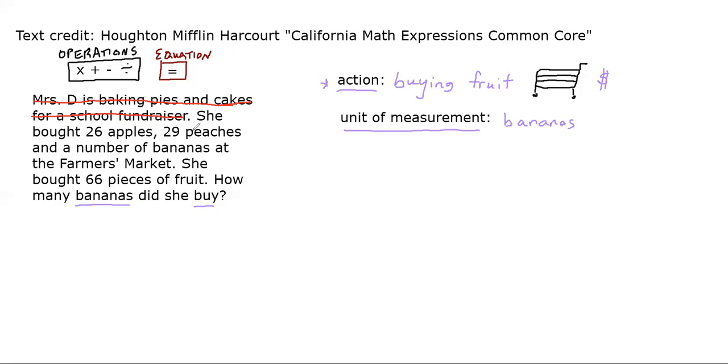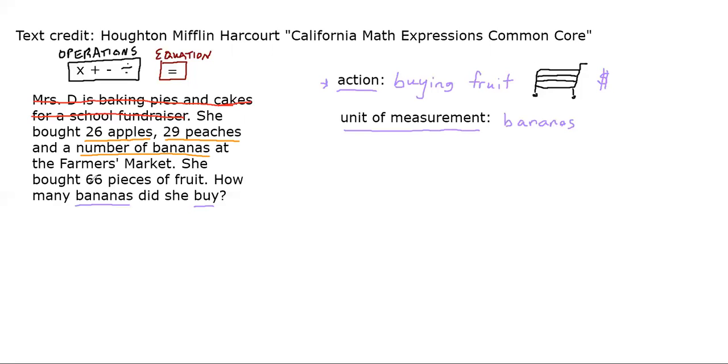The next sentence does have some information that's important and that relates to buying fruit. So let's read it and underline the most important pieces of that sentence. She bought 26 apples, 29 peaches, and a number of bananas at the farmer's market. I'm going to underline all the numbers and their labels. Remember, labels are really important in word problems.